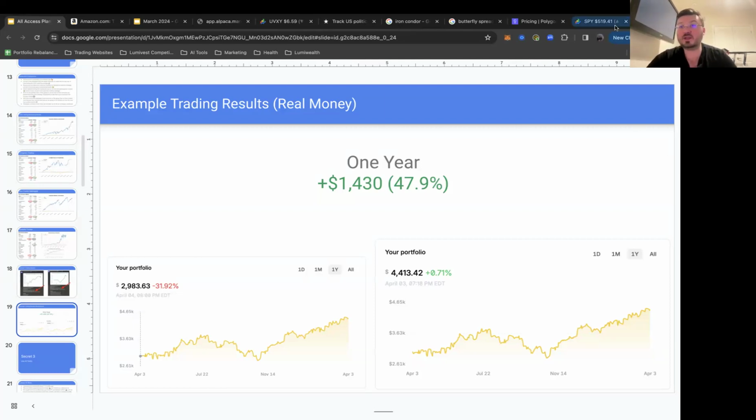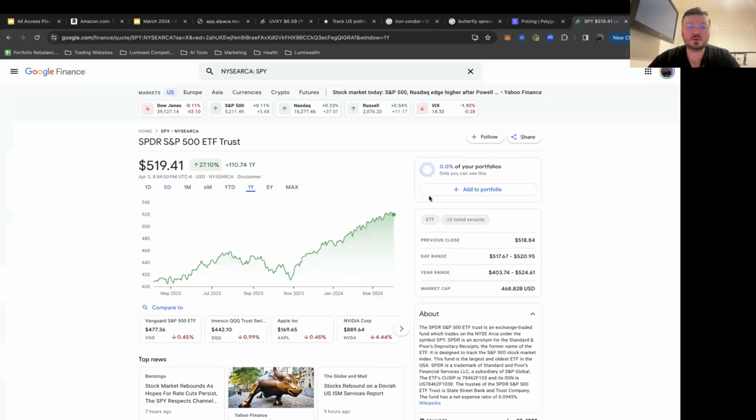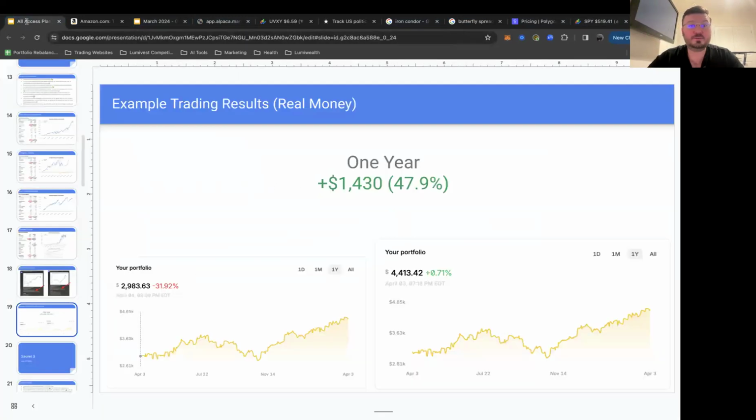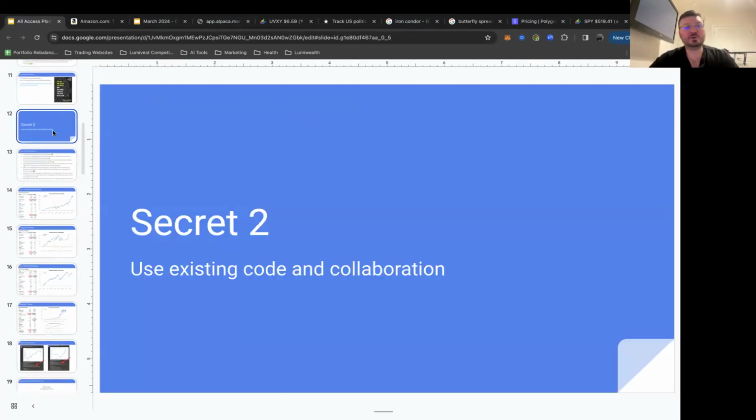You compare that to the stock market. How did it do? It's up 27%. We're up 48%, right? And if you actually do the math behind that, compounding over time, it does a lot better, right? I didn't show you the back test on this, but the back tests do really well on this one too. Cool. So that's secret number two.